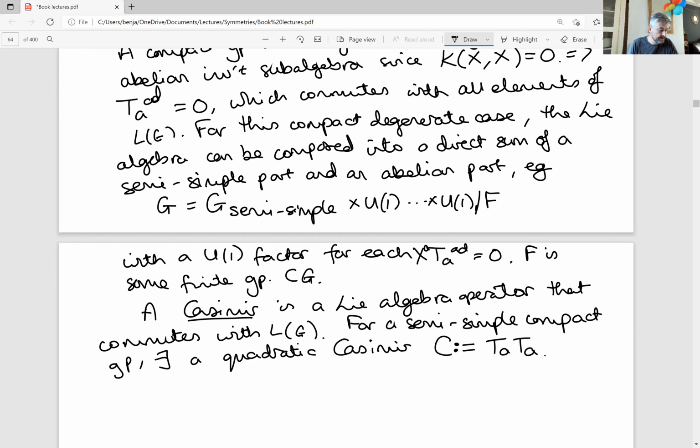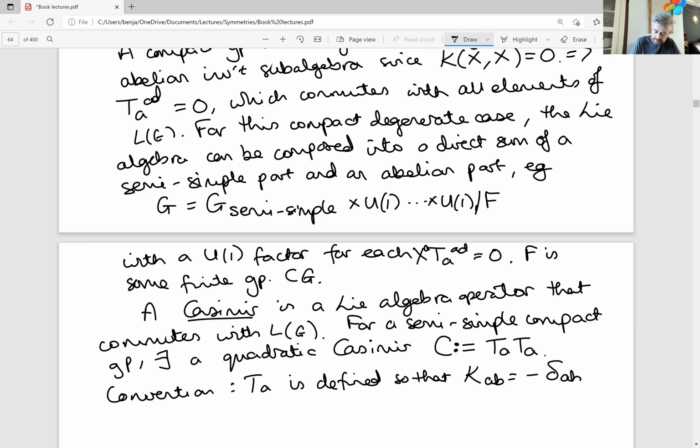So we're going to choose a convention here for the basis, or well, actually not for the basis, for these TAs. The convention here is that TA is defined so that we have an adapted basis. We know we can have an adapted basis because it's semi-simple, so it's non-degenerate. So kappa AB is just minus delta AB. So the constant of proportionality is -1.